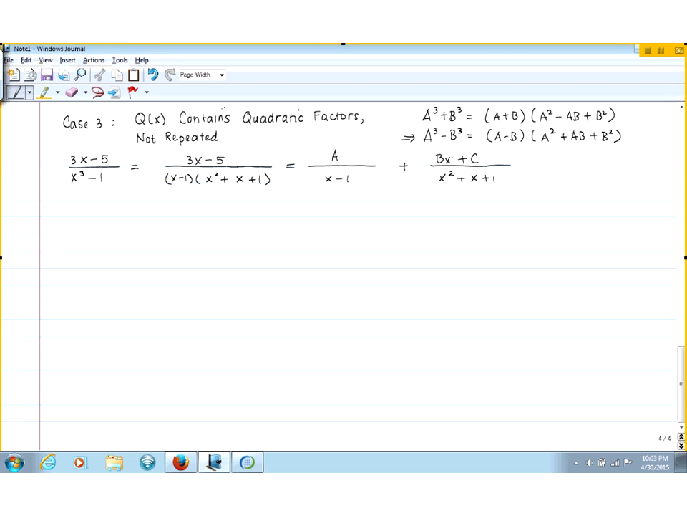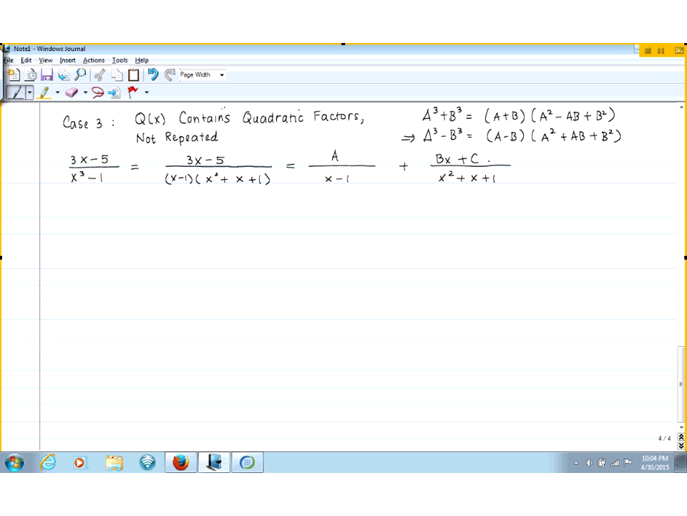So you have to notice the difference between these two. Why did I write bx plus c instead of b here? Well, because this is quadratic, non-repeated, and if it is quadratic, then you will have something on top, on the numerator, which is linear, 1 degree less than the one in the denominator. So if this were x cubed, then we would write bx squared plus cx plus d. So it has to be 1 degree less for the numerator.